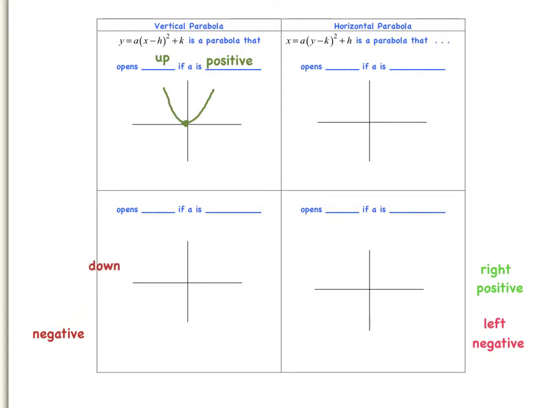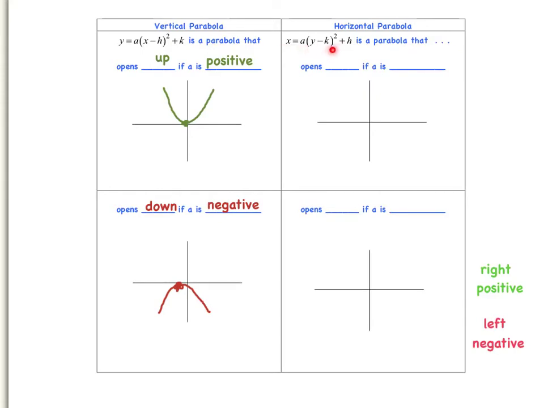Now your parabola will open down if the a value is negative. This graph would look something like this, where the vertex is at a maximum because obviously the parabola is opening downward. Now let's discuss the horizontal parabola.